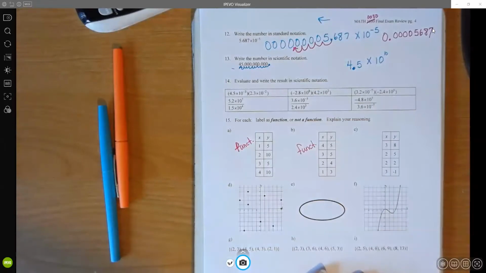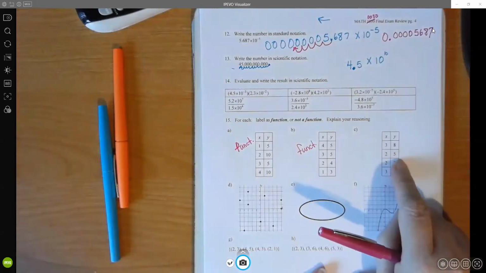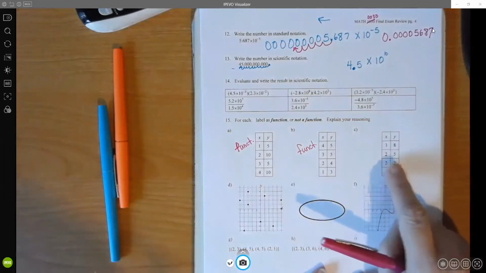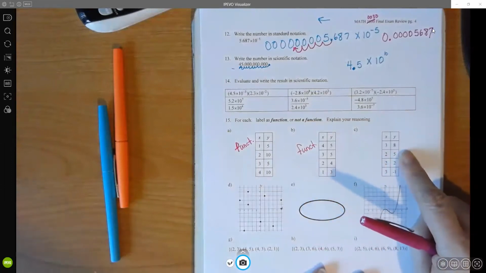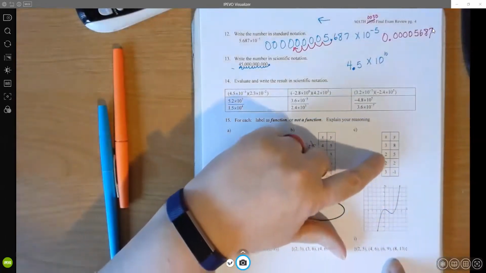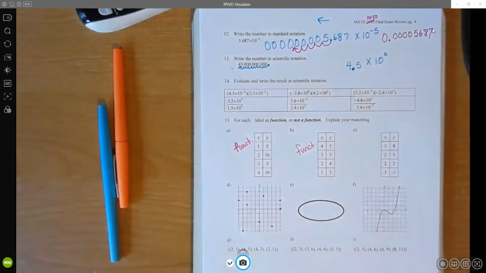Let's look at C. For 3, you tell me 8. For 2, you tell me 5. But for 2, you could tell me 2. So for 2, you could either tell me that the output is 5 or the output is 2. So when the input repeats to 2 different outputs, you have a choice of answering. So if I ask you in letter C, what is the output that goes with 2, you have a choice, and that means that it is not a function.